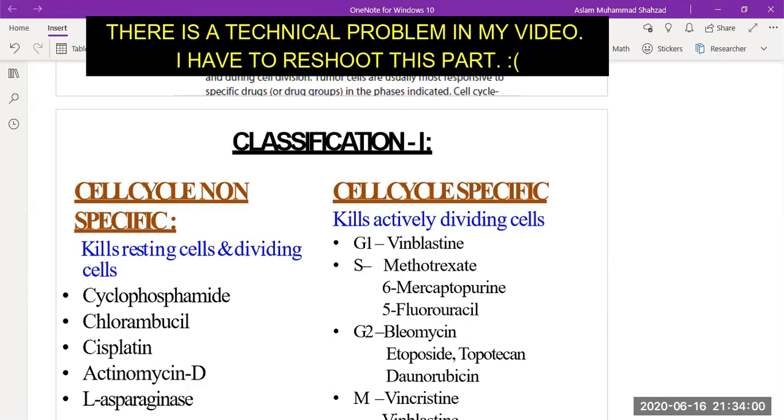We are going to discuss in our upcoming lecture some of the drugs like methotrexate and bleomycin. We will discuss them in detail, and then etoposides as well. Whereas on the left side we have the cell cycle non-specific drugs, which are not related to the cell cycle, and they are responsible for killing the resting cells and the dividing cells. The most common drug is cyclophosphamide, which comes under the classification of alkylating agents. We will discuss them in detail later on.